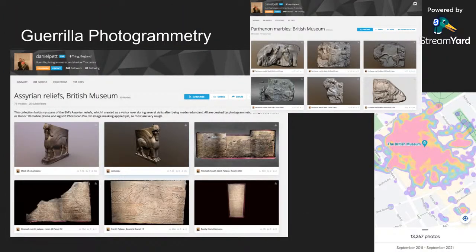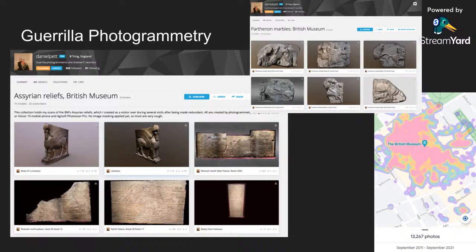And the last thing I'm going to talk about, because I think I'm coming up to nearly 9 minutes of talking now, is guerrilla photogrammetry. So anyone can produce 3D models with a camera. All they need is a mobile phone camera or a digital SLR, and you can walk around a museum and take photographs and compile them into a 3D model quite simply, based on simple software and making sure your photographs overlap.